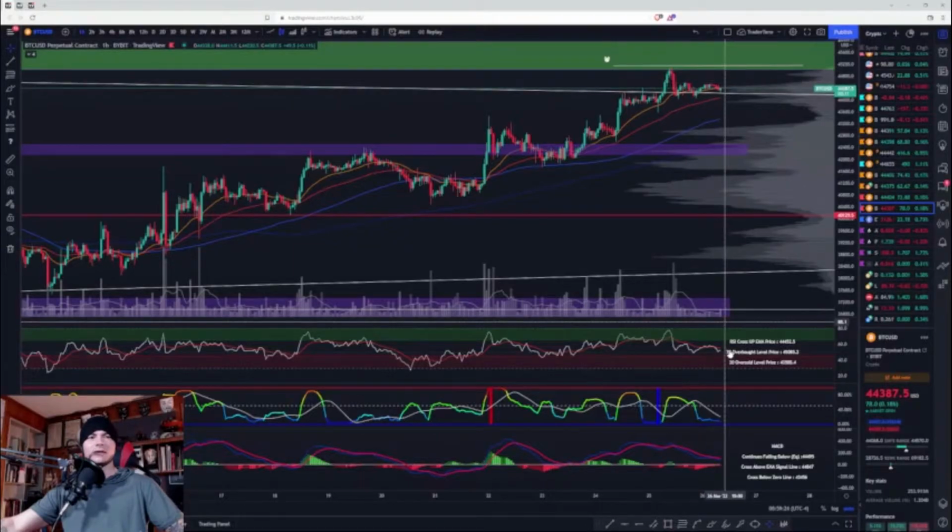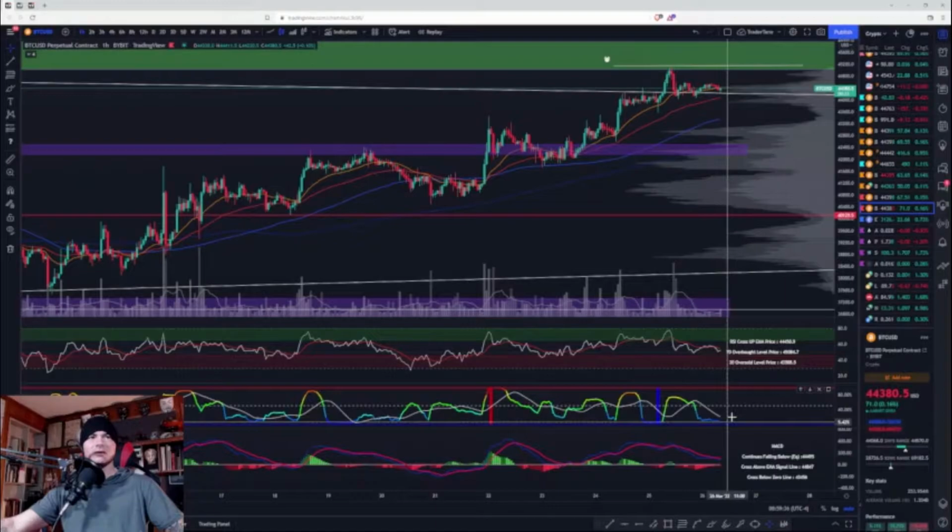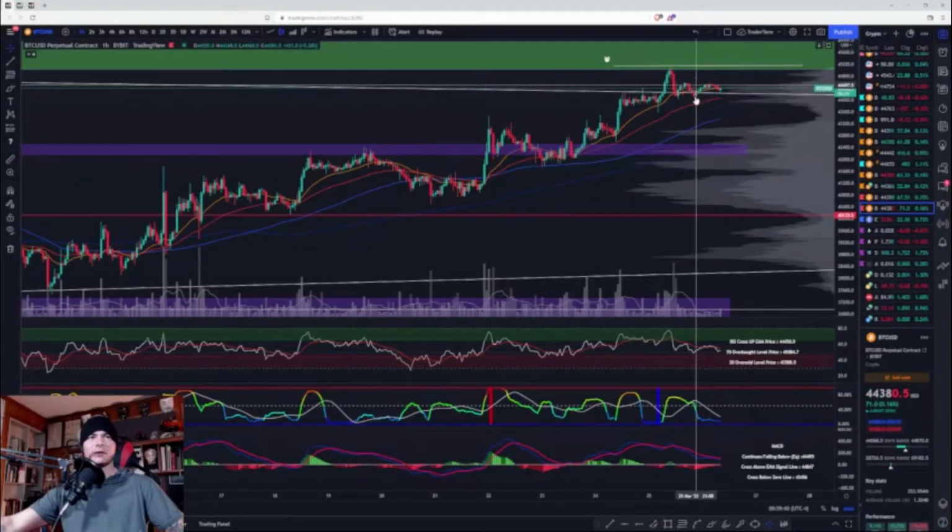RSI is in the neutral median zone. We are below the signal line. We bounced off the neutral median line. We'll talk about the bullish and bearish case here in a second. Volatility is low, obviously, as we have ended up in another range, just like this one. Now, this could be reaccumulation, could be distribution.